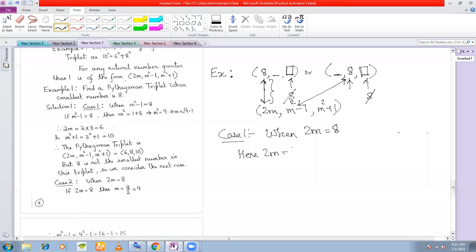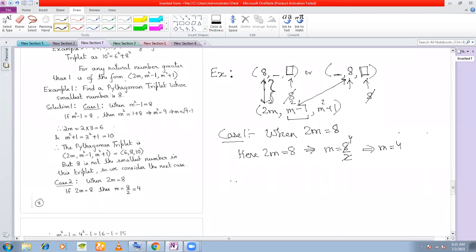So here, 2m is equal to 8, which means what is the value of m? m is equal to 8 by 2. That means m is equal to 4, isn't it? So from here, once we have got 2m is equal to 8, what are the other values?